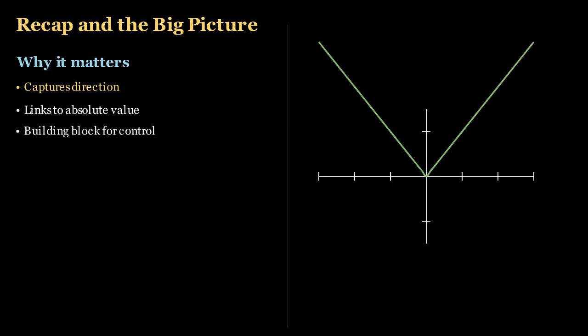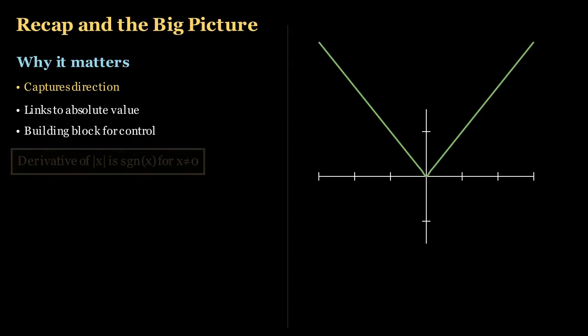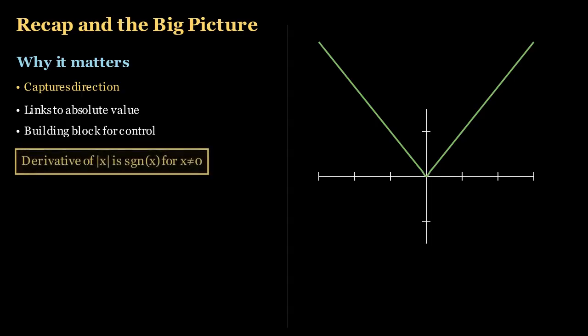We also saw its deep link to the absolute value function. The Signum function is like the derivative of the absolute value, giving the slope everywhere except at the sharp corner. This makes it a fundamental building block for more advanced ideas, like step functions that turn things on and off, and the very heart of control theory, where systems constantly make decisions based on the sign of an error.